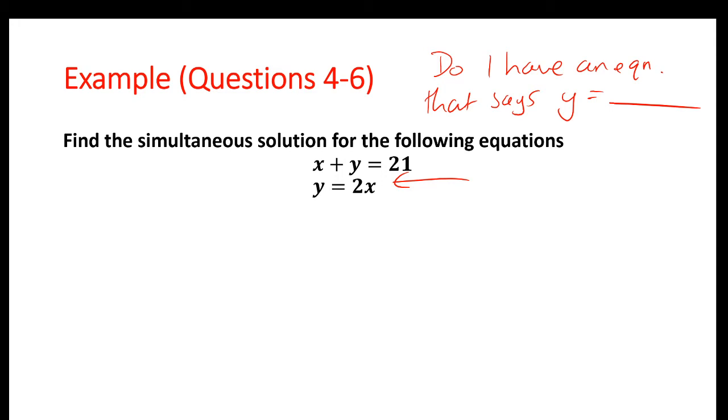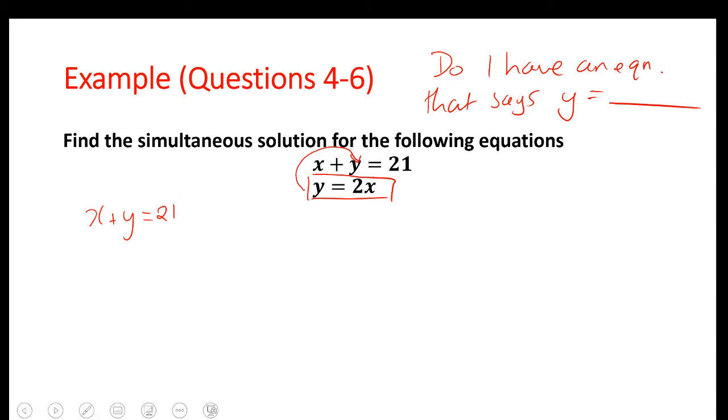So what we're going to do is use that as our substitution. In our first equation here, x plus y is equal to 21, wherever I see a y, I'm going to replace it with 2x, because y is also equal to 2x. So wherever I see a y in this first equation, I'm going to replace it with a 2x.